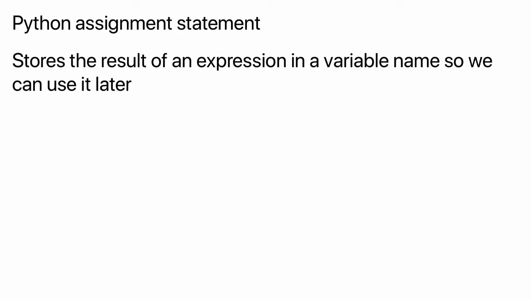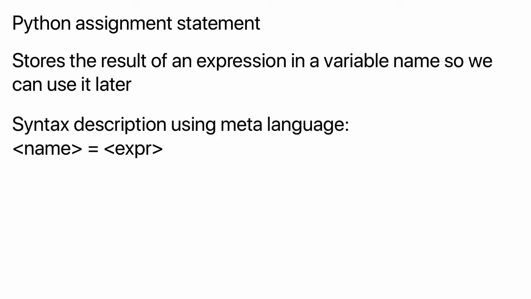In this video, we'll look at the details of the Python assignment statement. The Python assignment statement stores the result of an expression in a variable name so we can use it later. The syntax is a variable name on the left-hand side, and then the equal sign, and then the expression on the right-hand side of the equal sign.